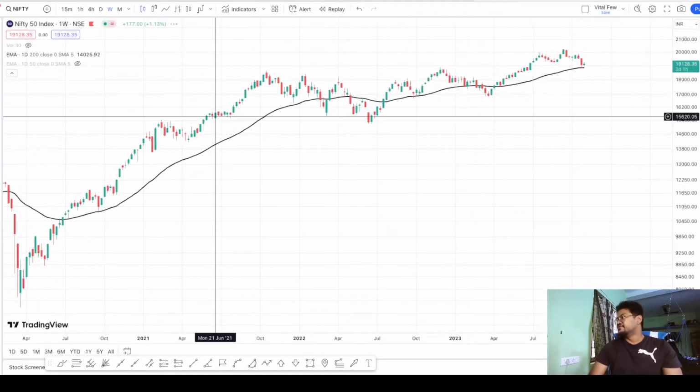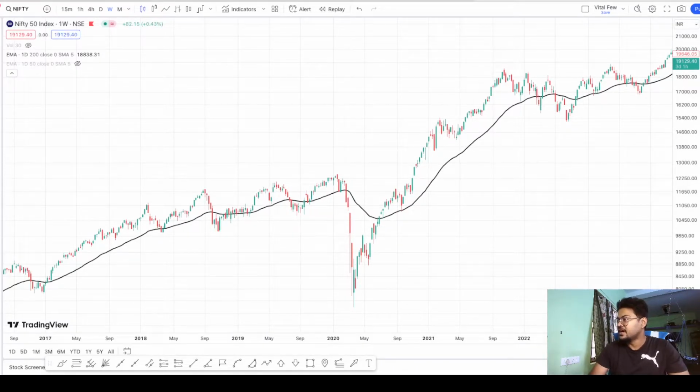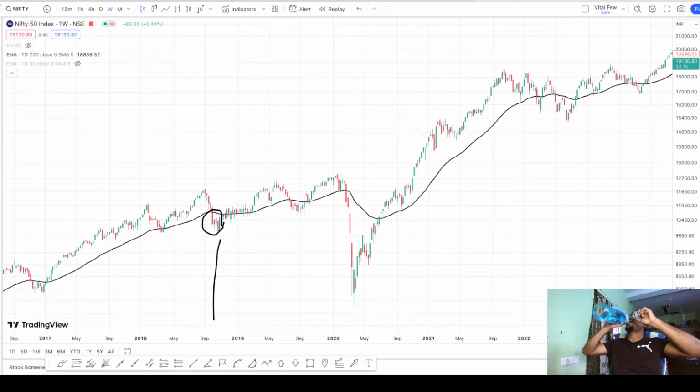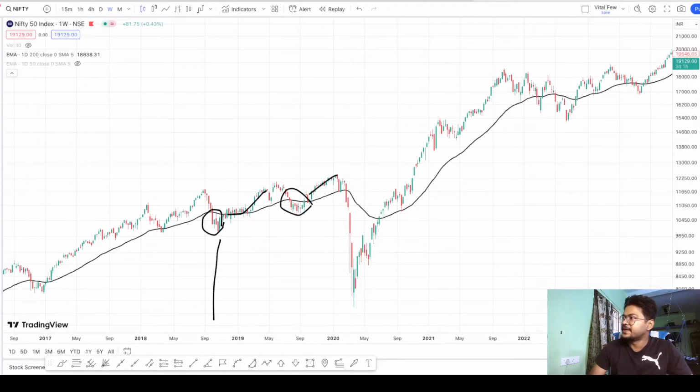If I go to the weekly time frame, you can see here that around October 2018, the price is dropping below the 200 days moving average. Then it is going up, dropping again, and then it is going up, and these are the two clear signs of weakness. And then we can clearly see the big market crash. This is the COVID crash.